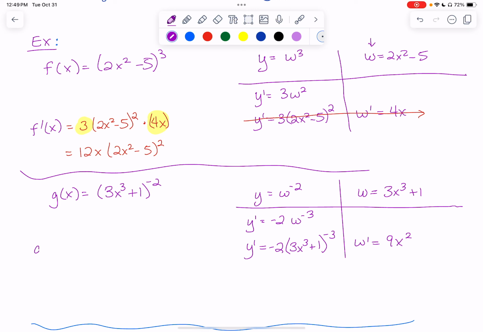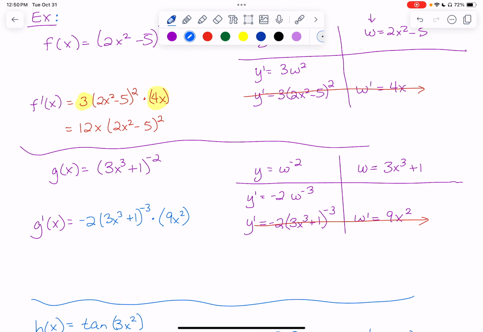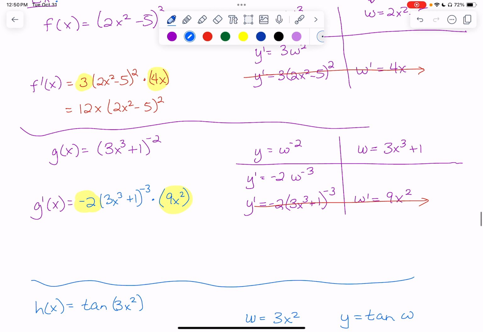All right, now I'm ready to find my derivative and use the chain rule. So to use the chain rule, remember I'm going to go straight across here. So I'm going to have a negative 2 times my 3x cubed plus 1 all to the negative 3 power times my 9x squared. Again, I can put this term and this term together. So I'm going to have a negative 18x squared times 3x cubed plus 1 to the negative 3.